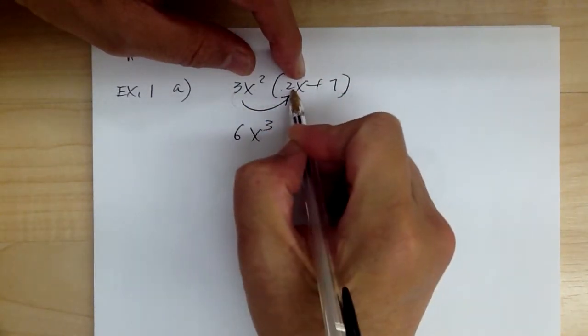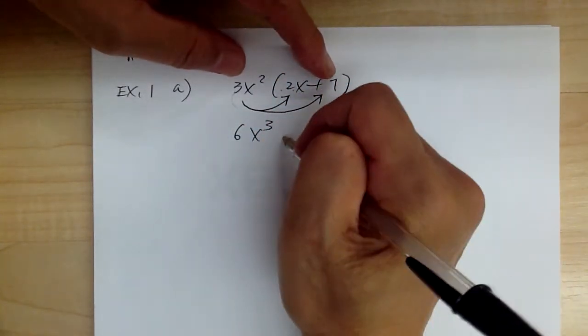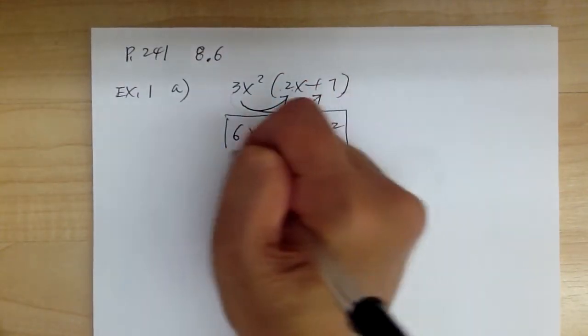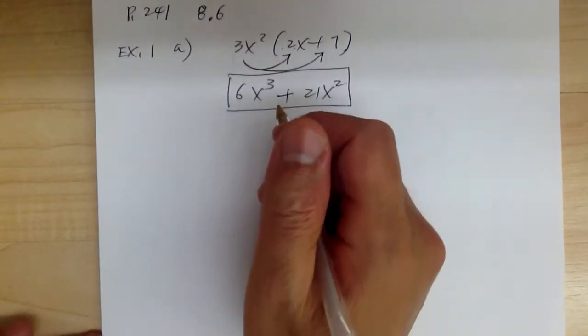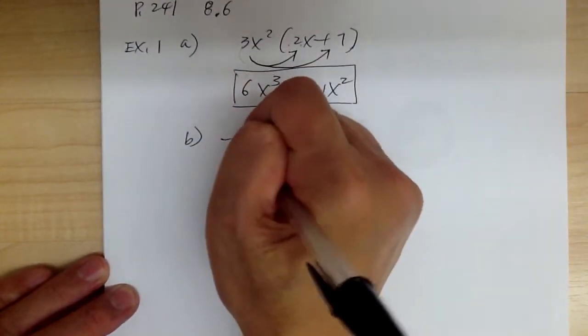So do that first term. When you're done, you just go to the next term. So when you multiply, this will give you plus 21x squared. Okay, and that's it. So again, multiplication is very simple if you just know how to use the distributive property.